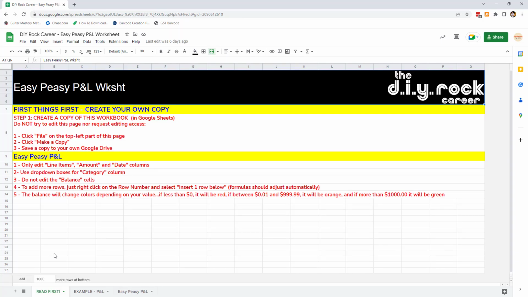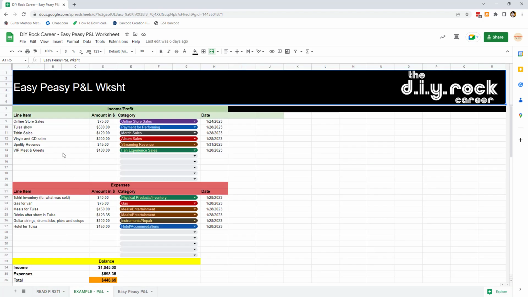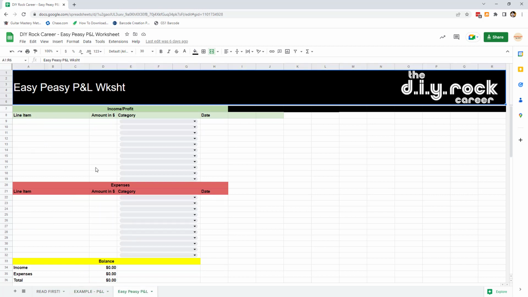All right, so here I'm at the Easy Peasy P&L worksheet. And basically you do exactly what you do with any other worksheets. You just go ahead and make a copy and put it into your own Google Drive. This is the master sheet, so don't use this. And I'm just going to show you an example of things that you can put into your business that you might have expenses for.